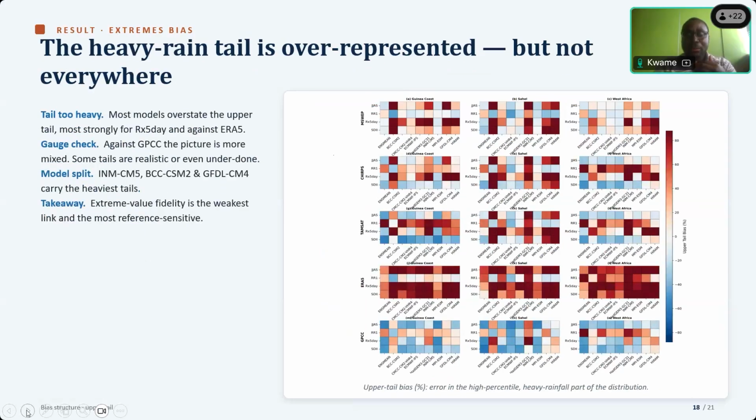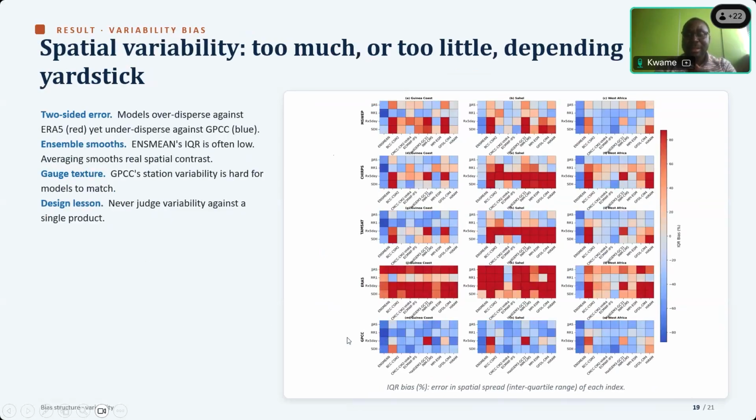We did a similar thing for the upper tails and the interquartile range. Generally, a similar picture is seen over here, ERA5 having much higher upper tails. And for the interquartile range, the variability, a similar picture is seen as the biases over here. So ERA5 also has models overestimating the interquartile range. Generally, working with ERA5 needs to be done with precaution from the picture created over here. And when working with the GPCC, you realize that models are not actually able to capture well the station data set over West Africa.